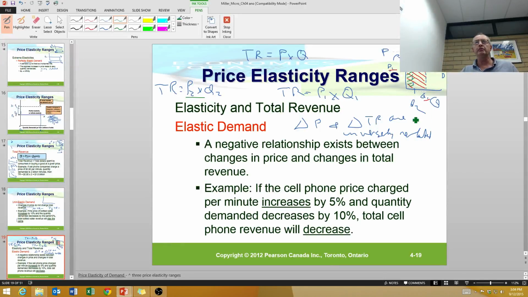And so we can see from this little example, because we're using an elastic demand curve here, that as price goes up, quantity has to go down. That's just our law of demand.